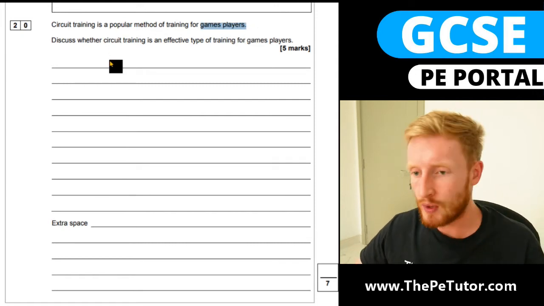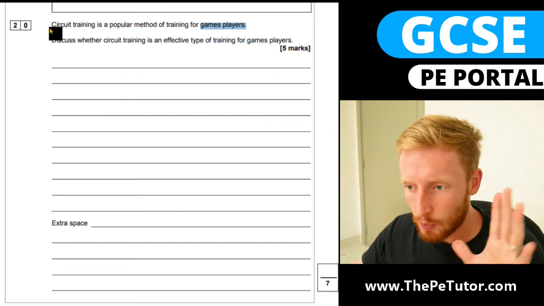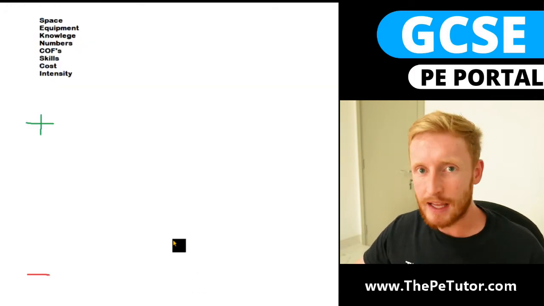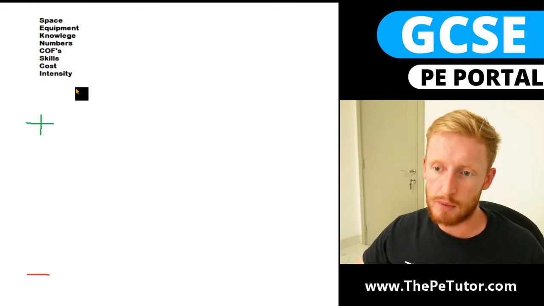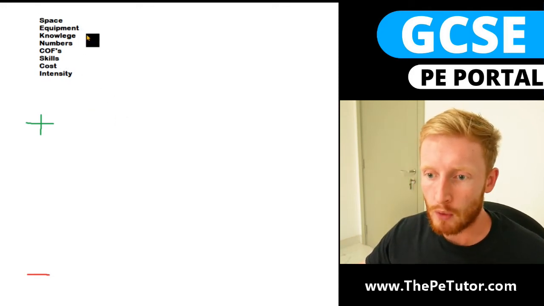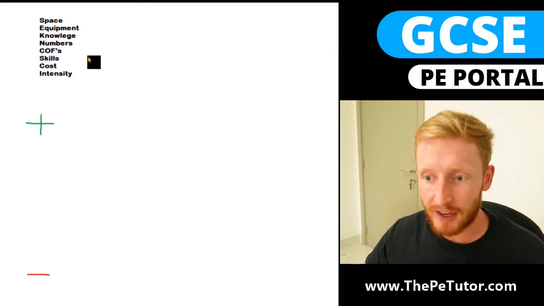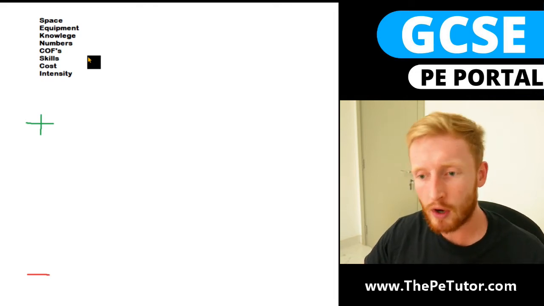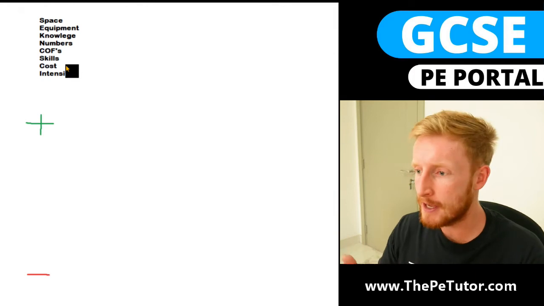So circuit training, we start with what it is. And a nice way to attack any one of these questions is by considering the characteristics of any method of training. We've got these range of points here. We've got the space it might require, the equipment that we might need for it, the knowledge that you might have, the numbers that can actually participate in it, the components of fitness that we can target inside of the training, the skills that we require to actually complete the activity.